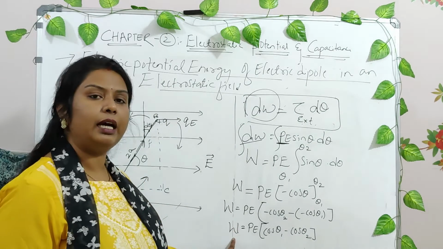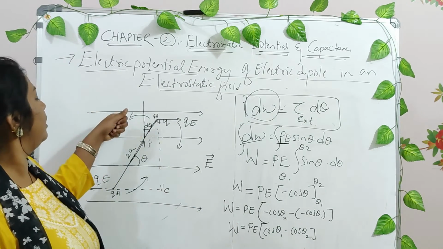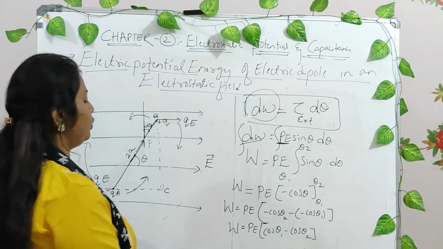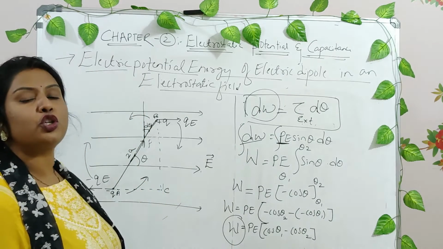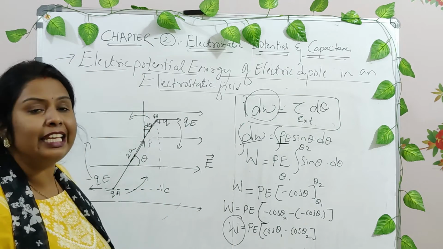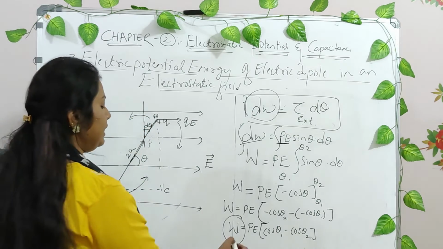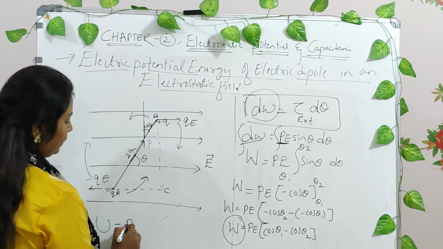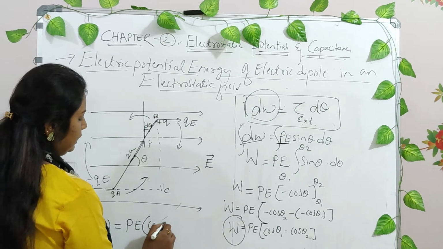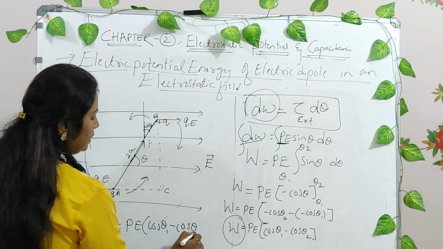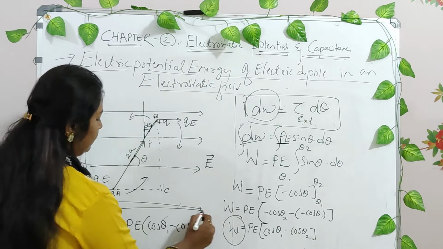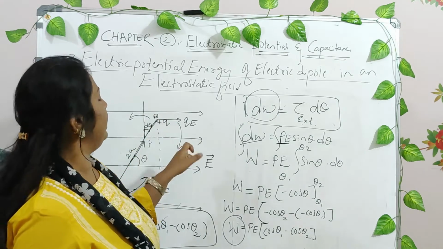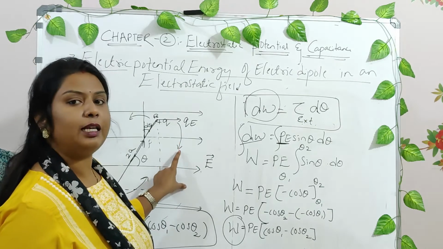Now this is the work done in holding an electric dipole in a region of electric field, right? This work done will be stored as the electrostatic potential energy of this particular dipole, and hence it can be written as U is equal to pE (cos theta 1 minus cos theta 2). This will be the electrostatic potential energy of the electric dipole held in the electric field. Is this clear up to this point?